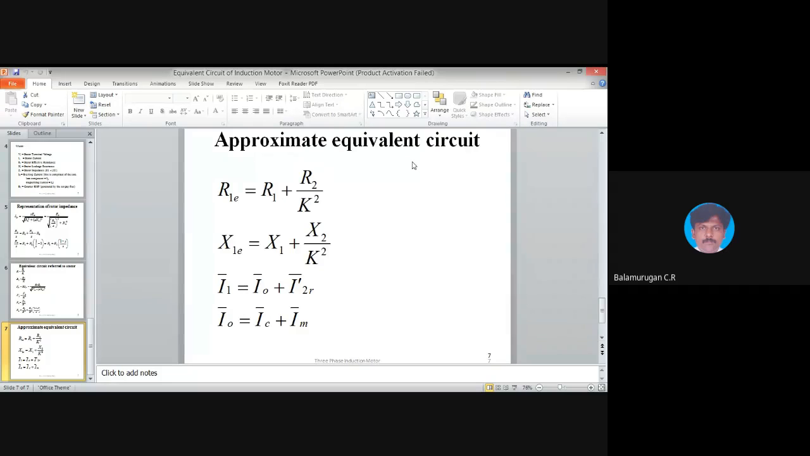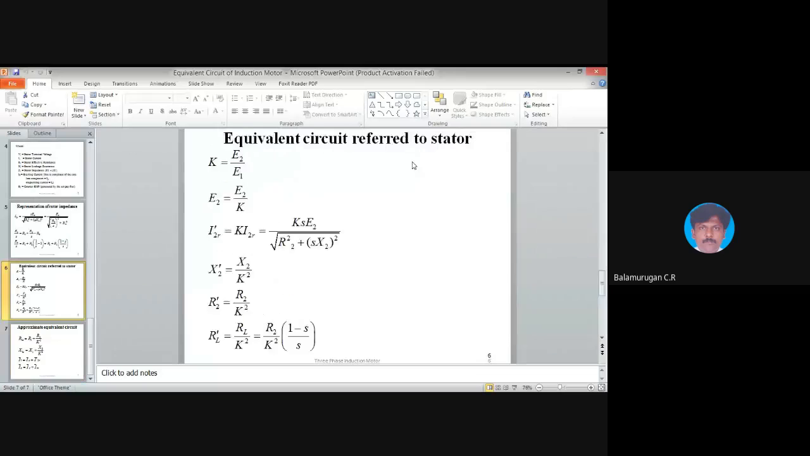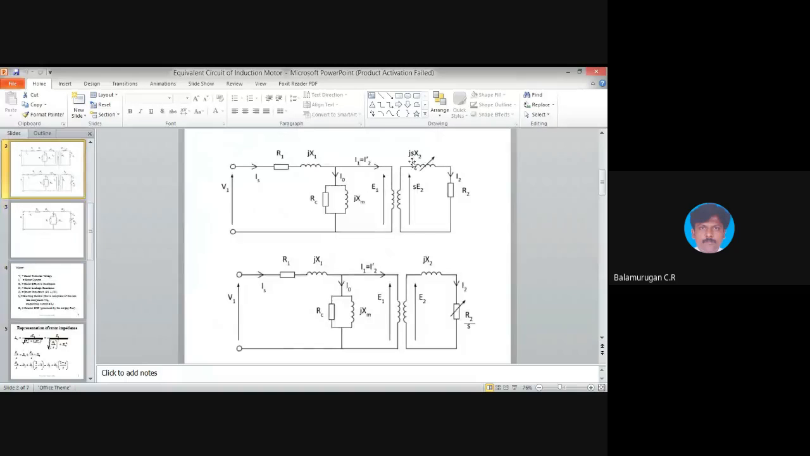So R01 represents referring the secondary parameter to the primary. We will have R1 as fixed, then R2 divided by K squared. X01 is represented as X1 plus the secondary reactance referred to the primary. With respect to this, what is the role of this I naught? From I naught, what type of losses can be calculated?